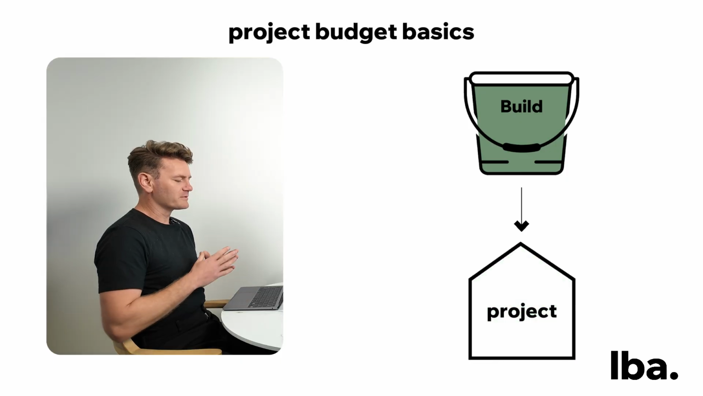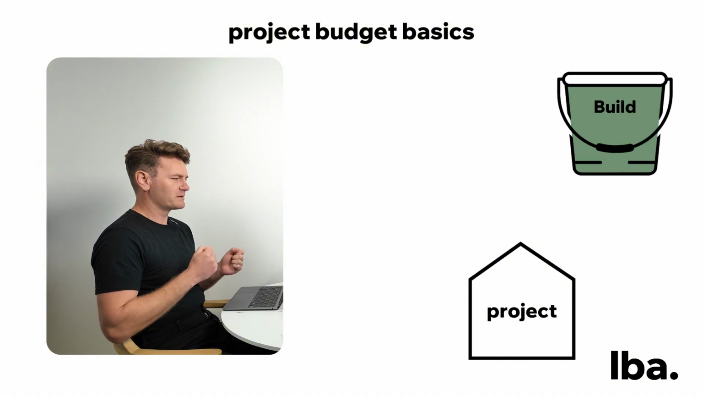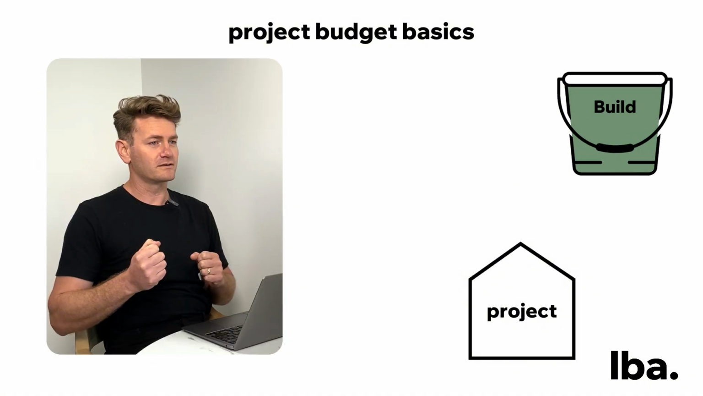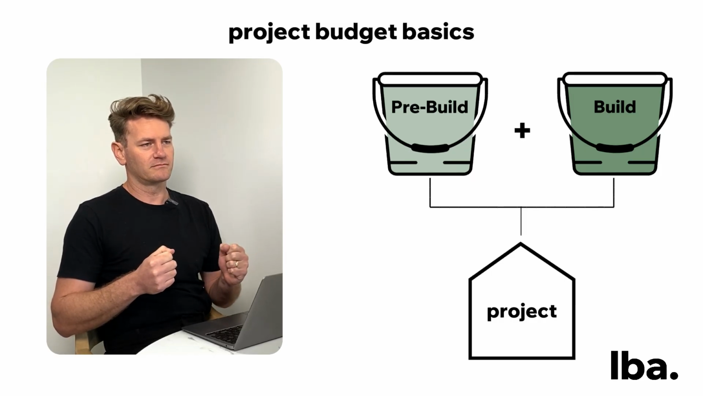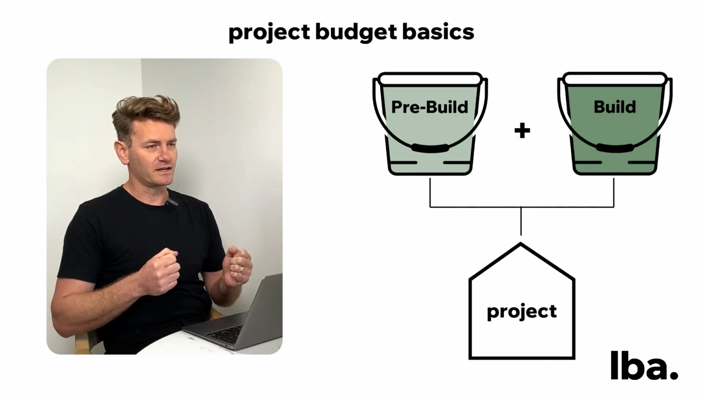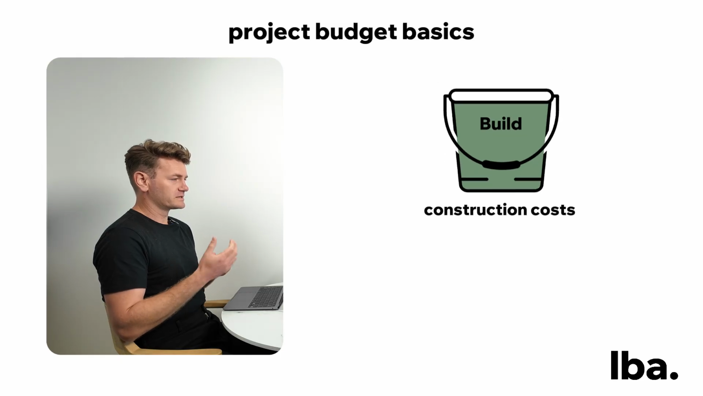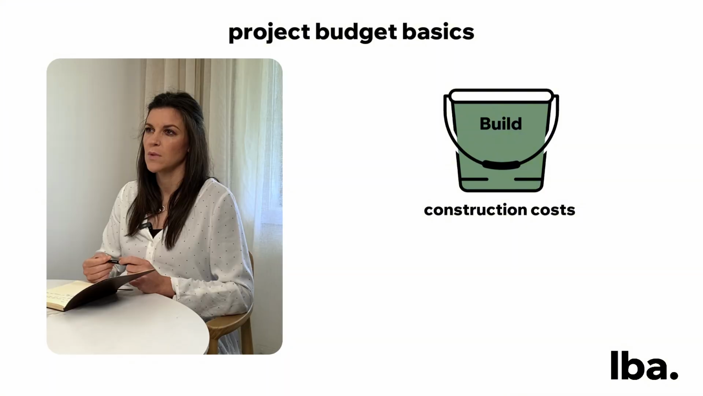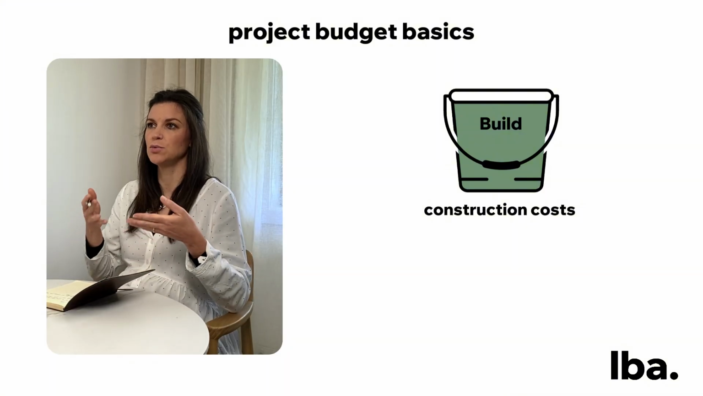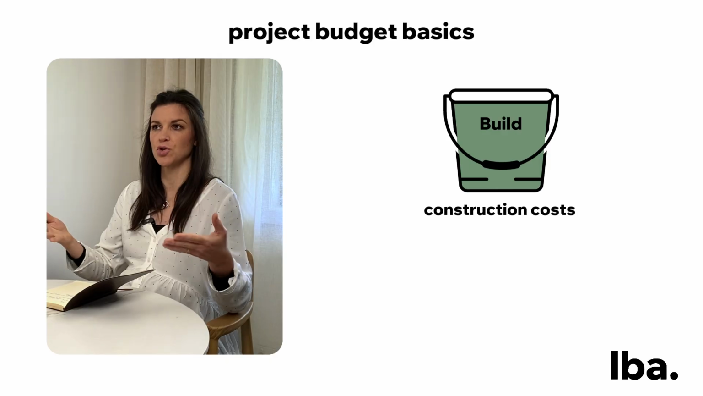But what actually happens is there's two main buckets. There's the build bucket, which is the construction costs, and then there's the pre-build bucket, which is everything that happens before your builder gets to site and starts building. So the build bucket, as I said, that's the construction cost. That's everything that goes into the build itself. So that's basically the number you would have on a construction contract.